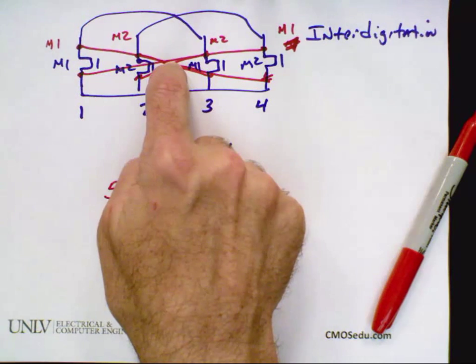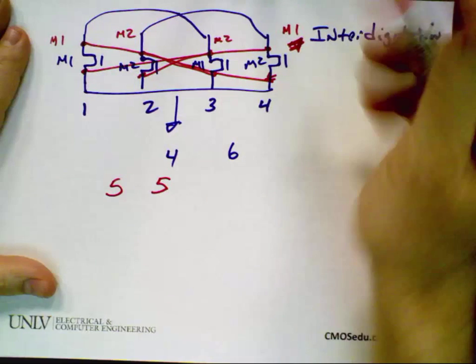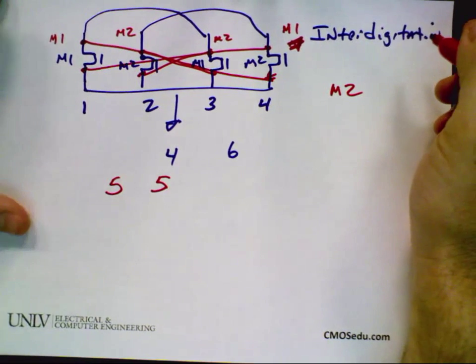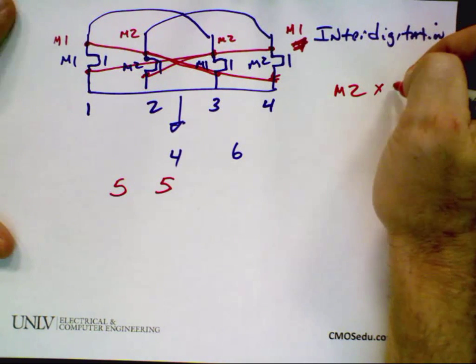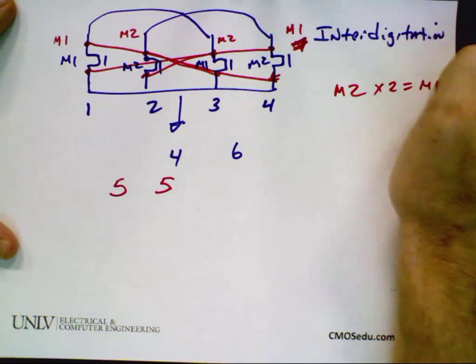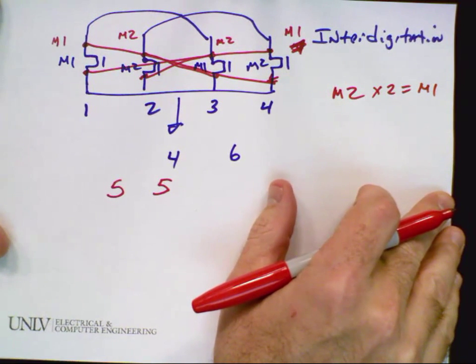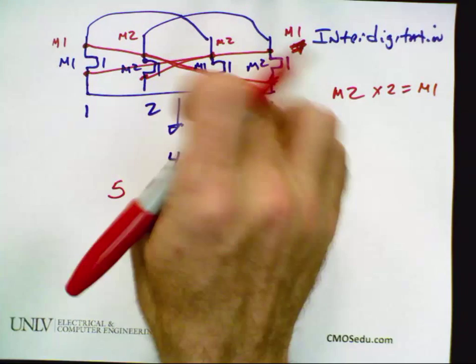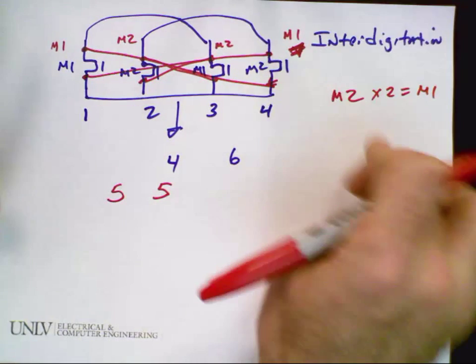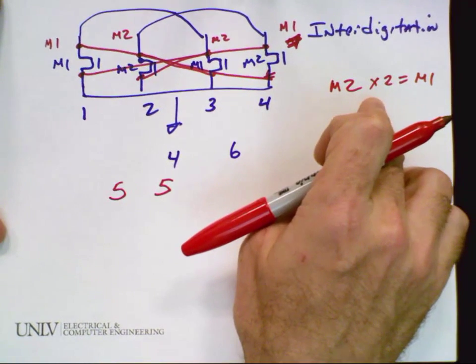Okay, so I've got a question for you. Well, before I do, are there any questions? Okay, if I said that M2 was twice as big as M1, so M2 was twice the size of M1, tell me how I would lay it out for common centroid. I'd need to have 4 transistors that I connected in parallel, because M1 is 2 and M2 is twice as big. Where would I put those transistors and how would I get common centroid?